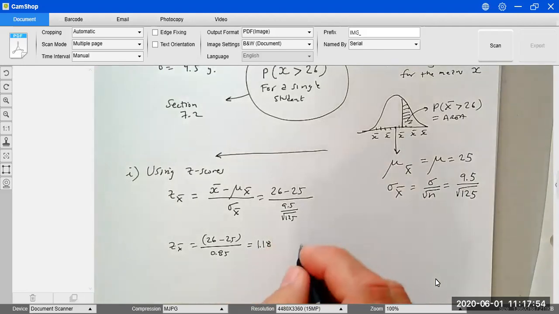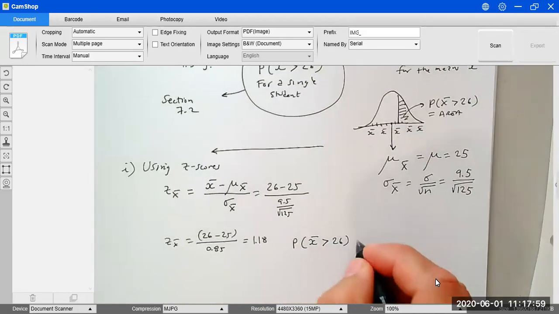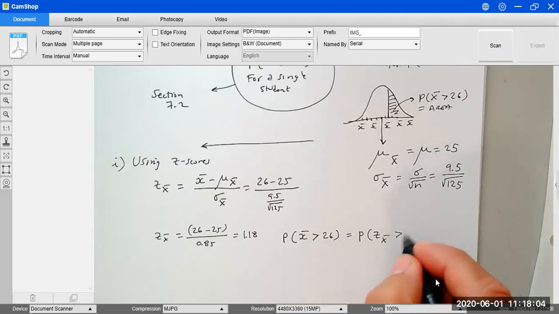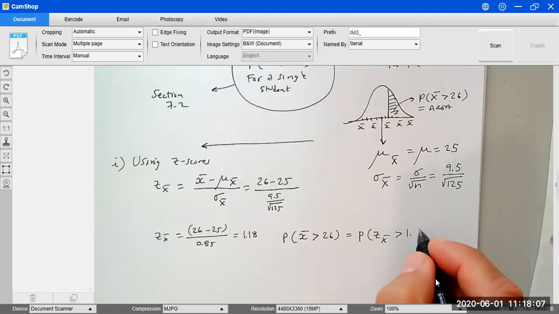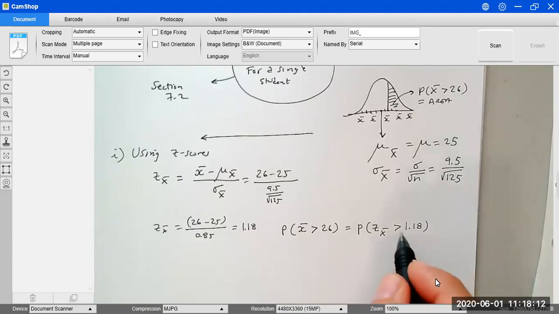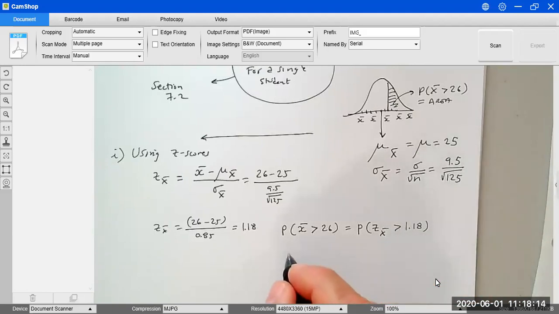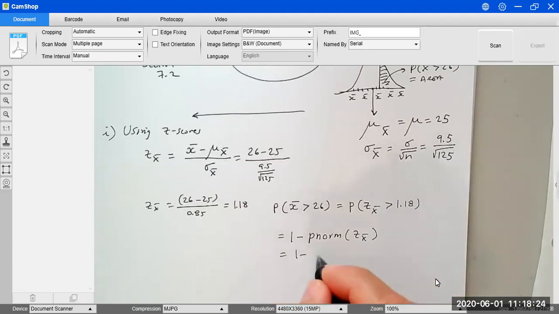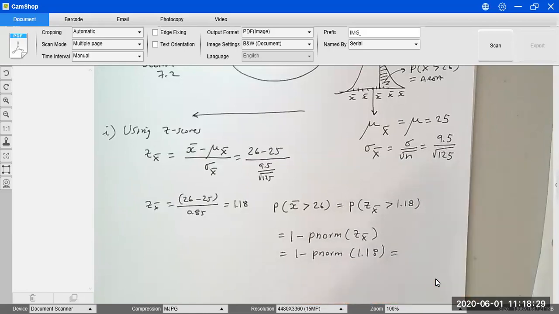So this is going to be 1.18. So now you can find that the probability that the mean is greater than 26 is equivalent to the probability that the z-score is greater than 1.18. You know that when you get areas to the right, you're going to need to use 1 minus p norm of the z-score. So this is equal to 1 minus p norm of 1.18. That's the first method.